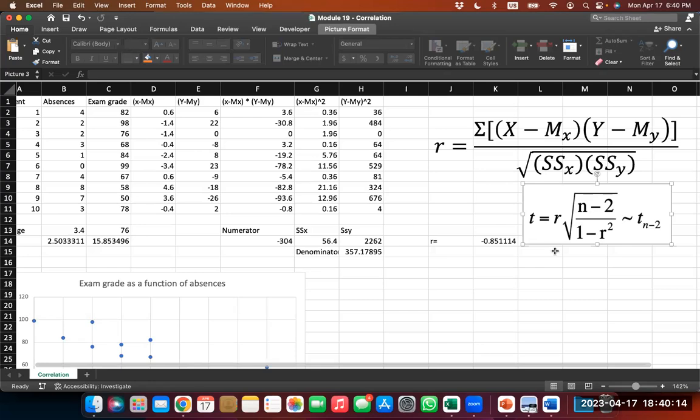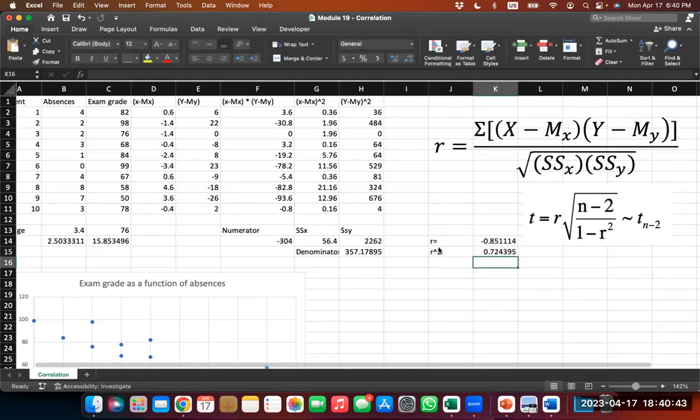So 1 minus r squared is basically the unaccounted variability. That's the variability that was not explained by our regression function. So we're getting the correlation coefficient multiplied by the square root of the degrees of freedom, divided by the unexplained variability. So if we have R, then r squared logically is just this squared, which is 0.72.